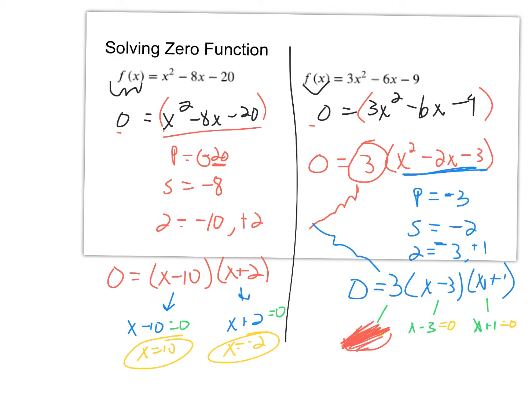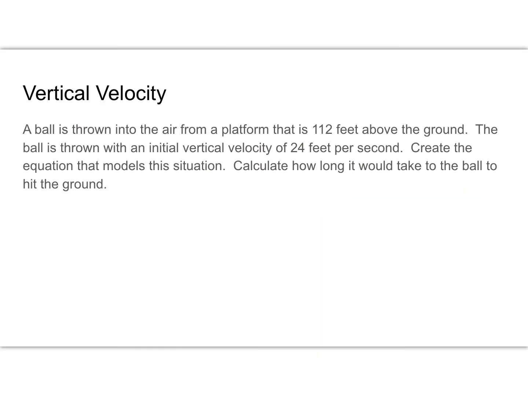This is no good. Here, x minus 3 is 0. We add the 3. So x is 3. Here, minus the 1, because x plus 1 is 0. So x is -1. And there's that one. Okay? All right. So, let's move on to the next one.